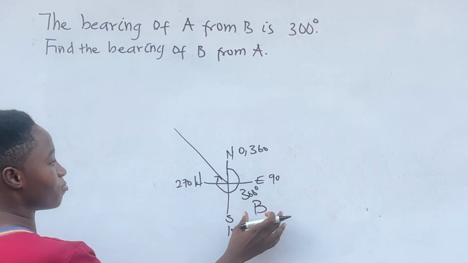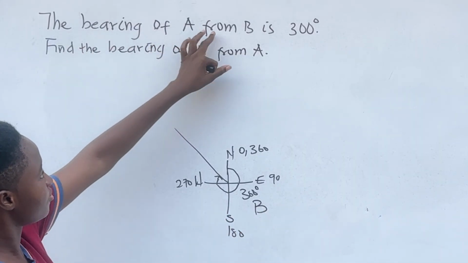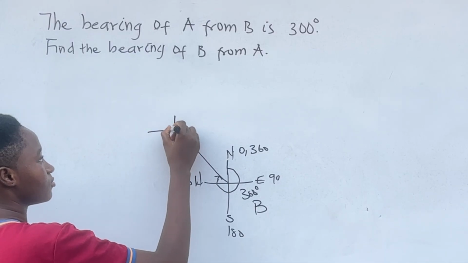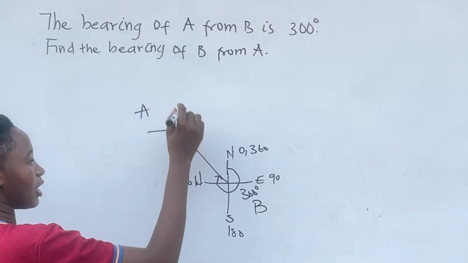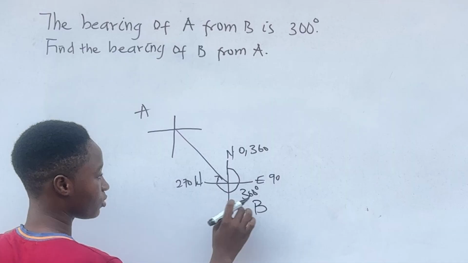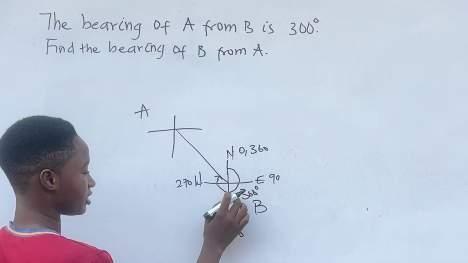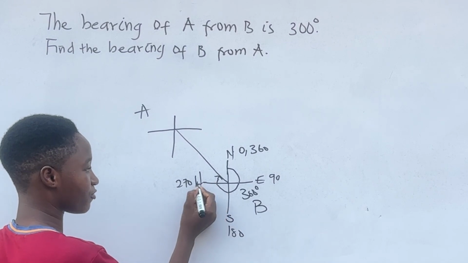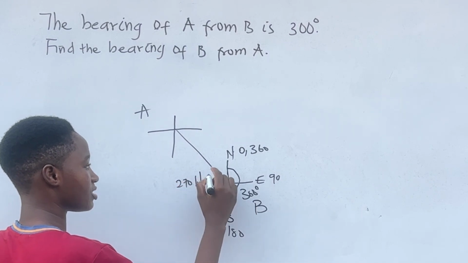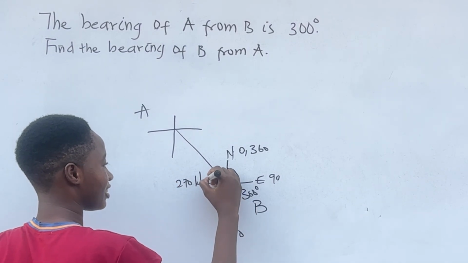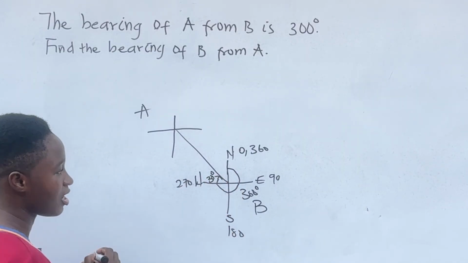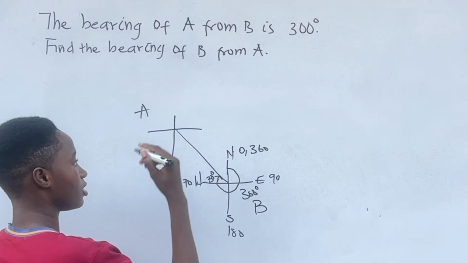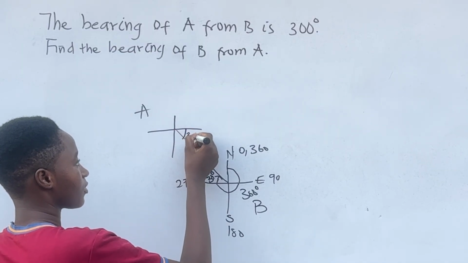Now we're starting from B going to A. From B going to A. Then our A should be around here. So this is our A. And all this angle is 300 degrees. And if here is 270, if it's starting from 270, then 300 minus 270, here is going to be 30 degrees. And we all know alternate angles. If here is 30 degrees, here is also going to be 30 degrees.